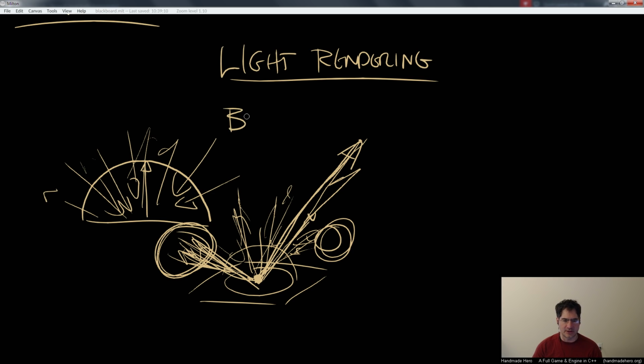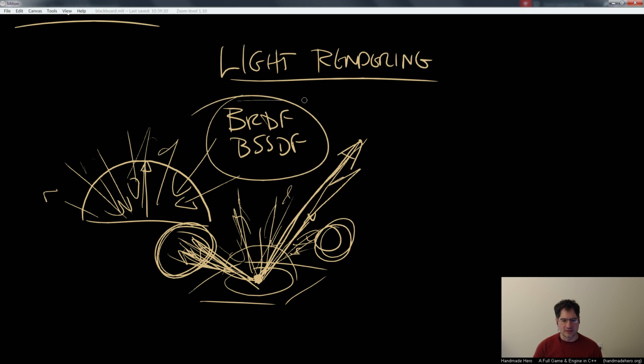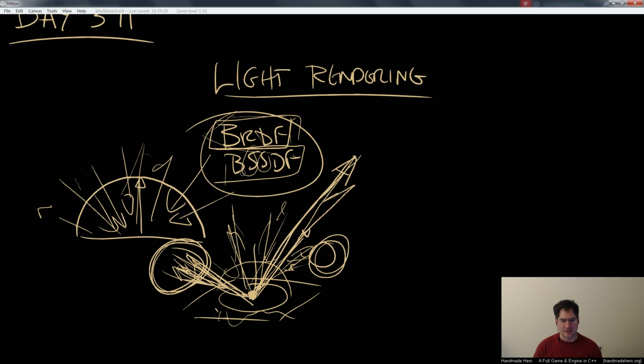Because I usually have something called a BRDF, or BSSDF. There's all kinds of names for this, but bidirectional reflectance distribution function, I believe, is this one. Bidirectional subsurface scattering distribution function is this one, which allows bouncing in here and stuff like this. I don't know, this might be BRSSDF. I don't even know. It doesn't matter. The point is, there's a bunch of 4-dimensional functions.